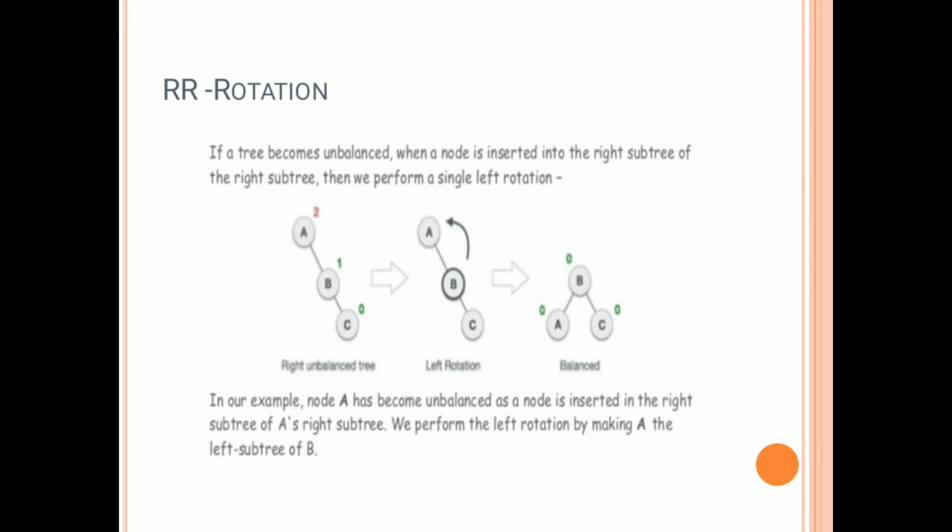The next rotation is RR rotation. If a tree becomes unbalanced when a node is inserted into the right subtree of the right subtree, that is, to the right of the right side, the tree becomes imbalanced. That type of tree is right weighted. When a tree is right weighted, we need to rotate it left with respect to the position of the root node.